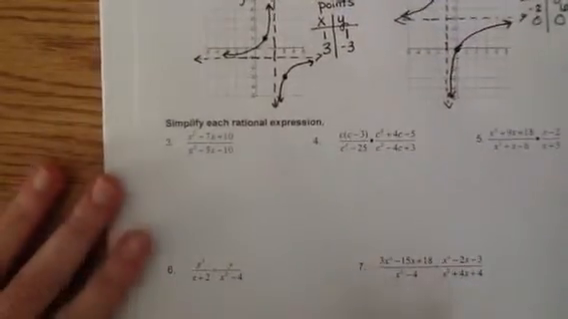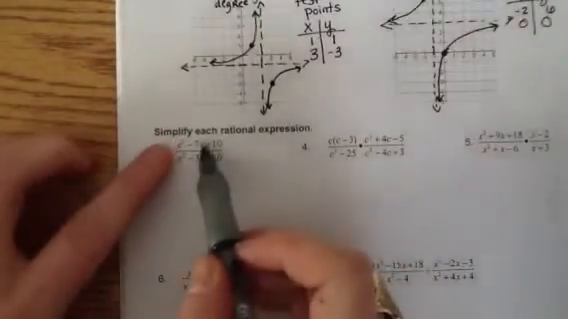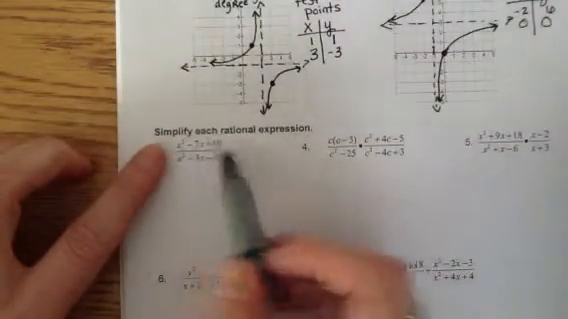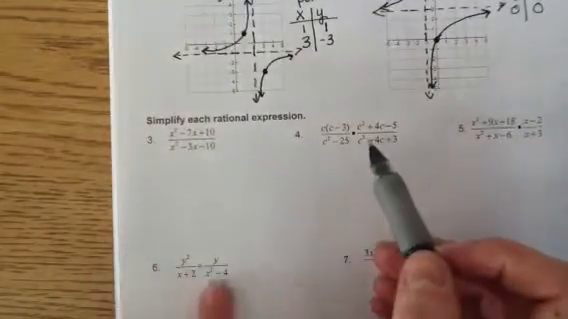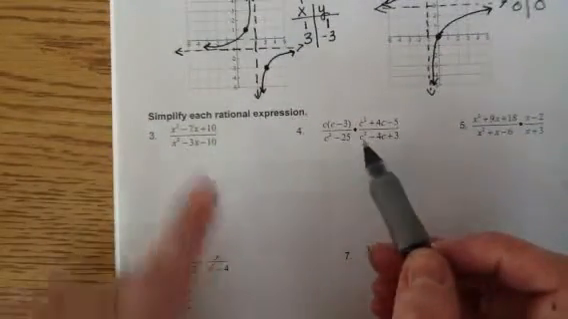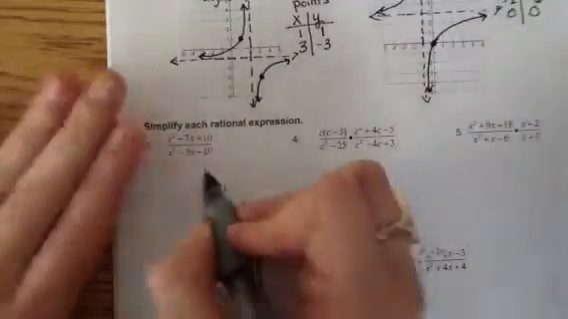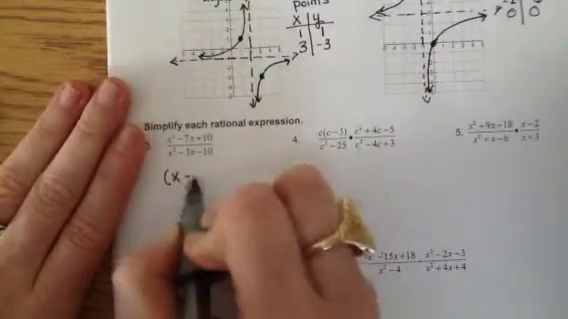Okay, and we'll keep going to number 3 here. Number 3 is just saying simplify. So I only have one fraction. It's not like number 4 where I have 2 fractions and I'm multiplying. It's not like number 6 where I'm dividing 2 fractions. I have one fraction. So we're going to factor.